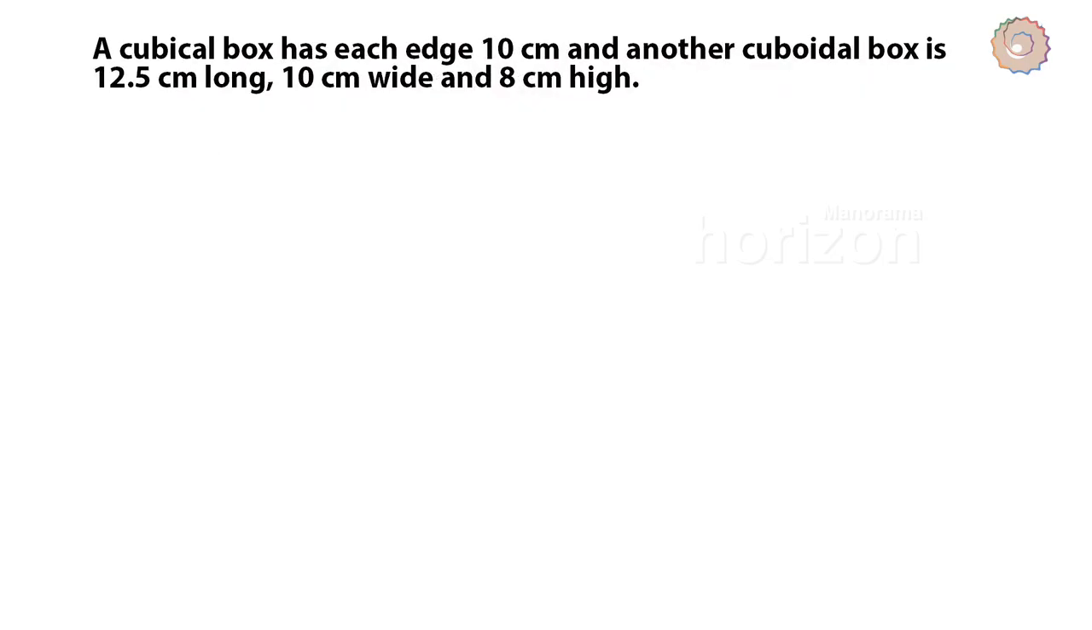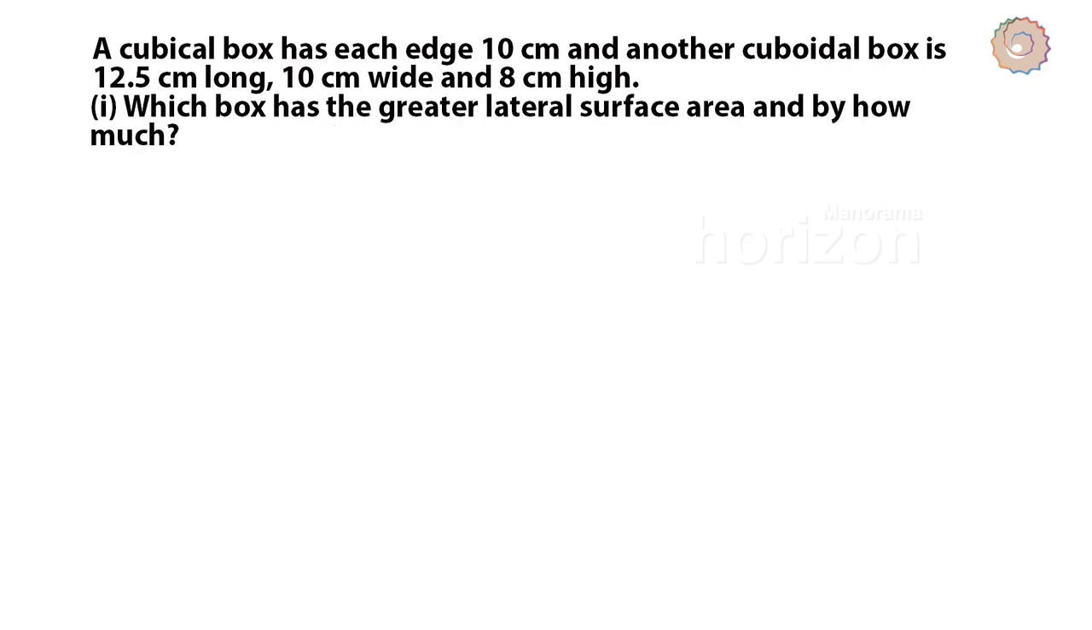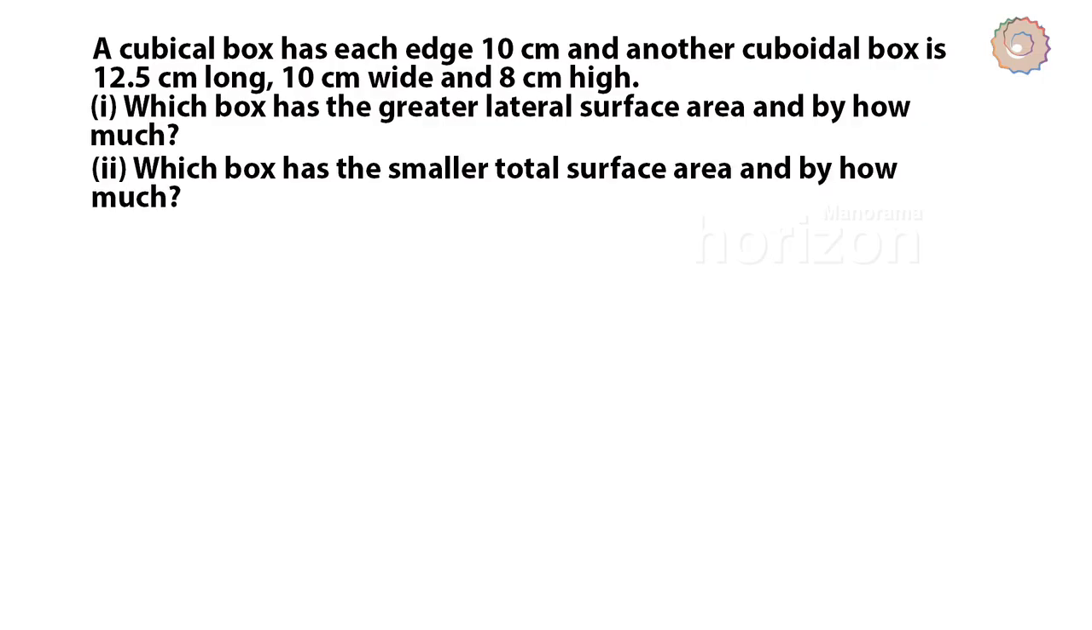Now, let us consider another problem where we can incorporate both cube and cuboid. A cubical box has each edge 10 centimeters and another cuboidal box is 12.5 centimeters long, 10 centimeters wide and 8 centimeters high. Which box has the greater lateral surface area and by how much? The second subpart: which box has the smaller total surface area and by how much? The solution for the same is as follows.